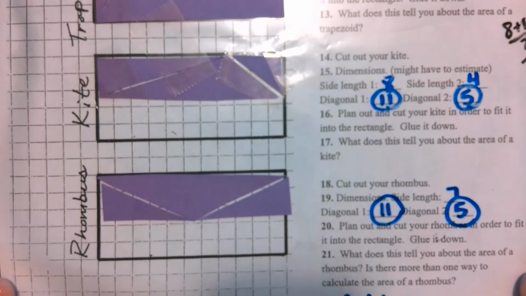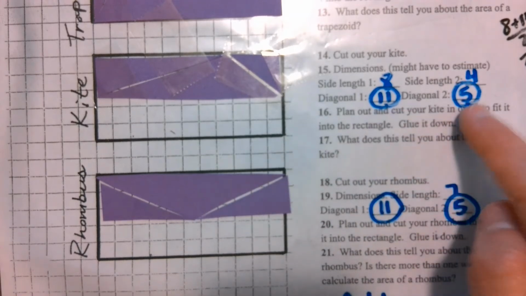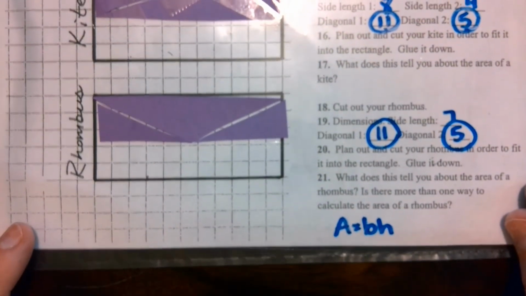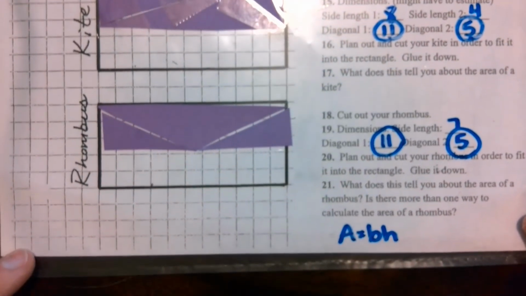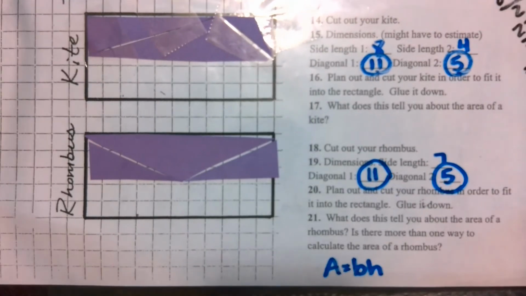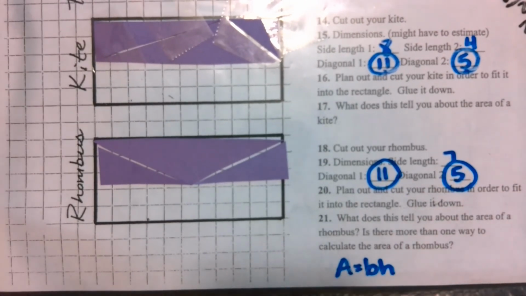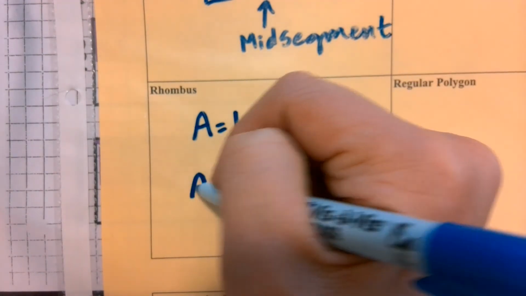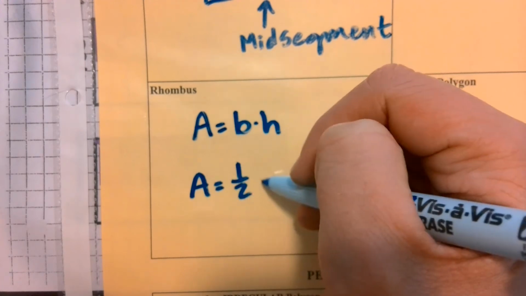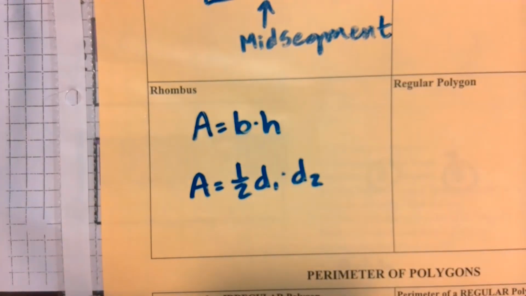So just like our kite, how it had 1/2 the diagonal 1 times diagonal 2, that also works for the rhombus. This is kind of interesting because the rhombus is actually a parallelogram, but it has something to do with their diagonals. If you remember that the rhombus and the kite both have diagonals that are perpendicular to each other. So because those diagonals are perpendicular, that's what allows us to find the area this way as well. So for the rhombus, we've got our two different areas. We've got our base times height. If we're given both of those, we can use base times height. If not, we could also use 1/2 diagonal 1 times diagonal 2, just like the kite.